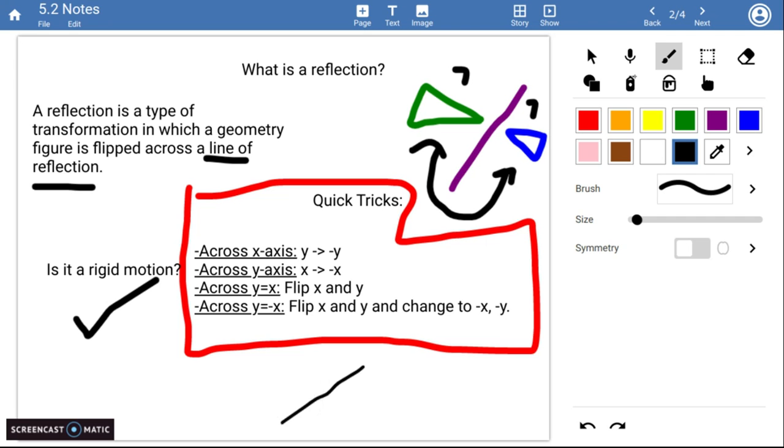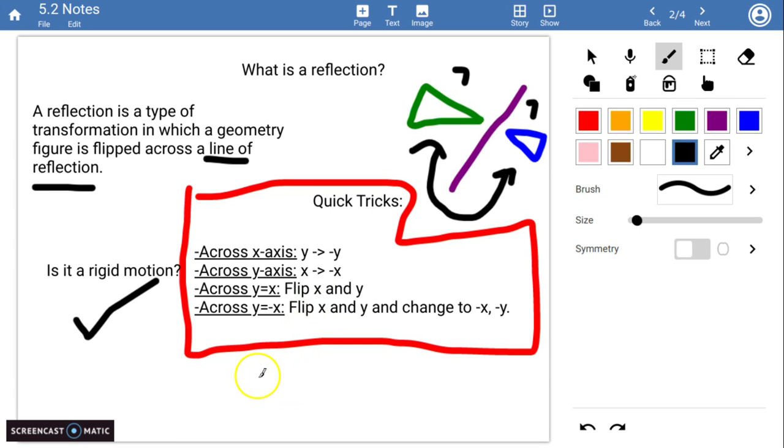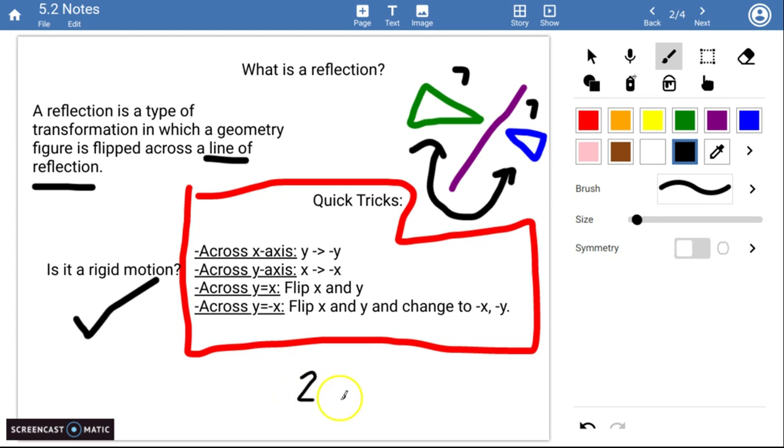But what you do for those, when it's y equals x, you flip the x and y. So if it was 1, 2, then it turns to 2, 1. You do the same thing for y equals negative x, except you change their signs. Again, that doesn't mean that it's going to negative. Like, if it already was negative, then it would change to positives. Or if it was positive, then it would change to negatives. So that's what you do.